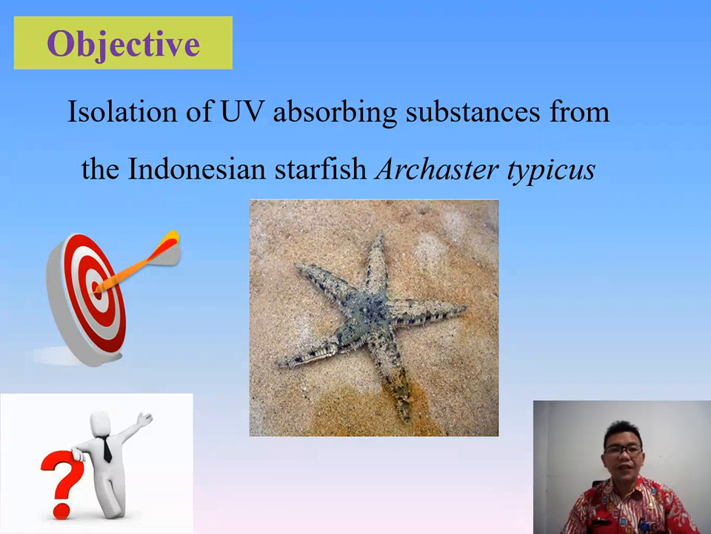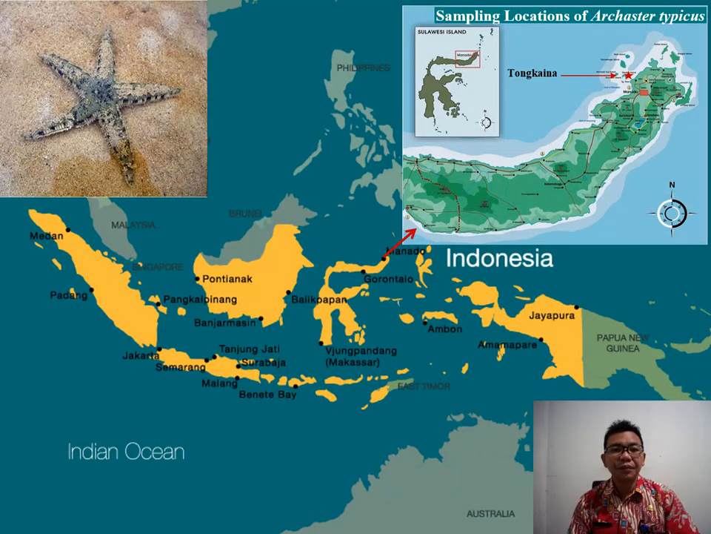The objective of this research is to isolate UV-absorbing substances from the Indonesian starfish Archaster typicus. The specimens of Archaster typicus were collected from the shallow water at the low tidal phase in Tongkaina, located near Manado Bay, North Sulawesi, Indonesia.